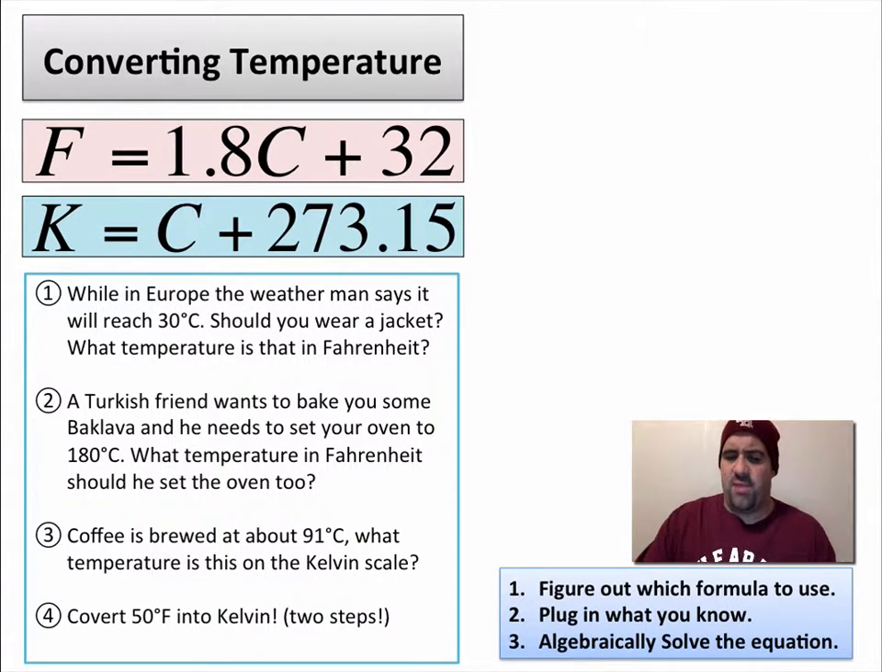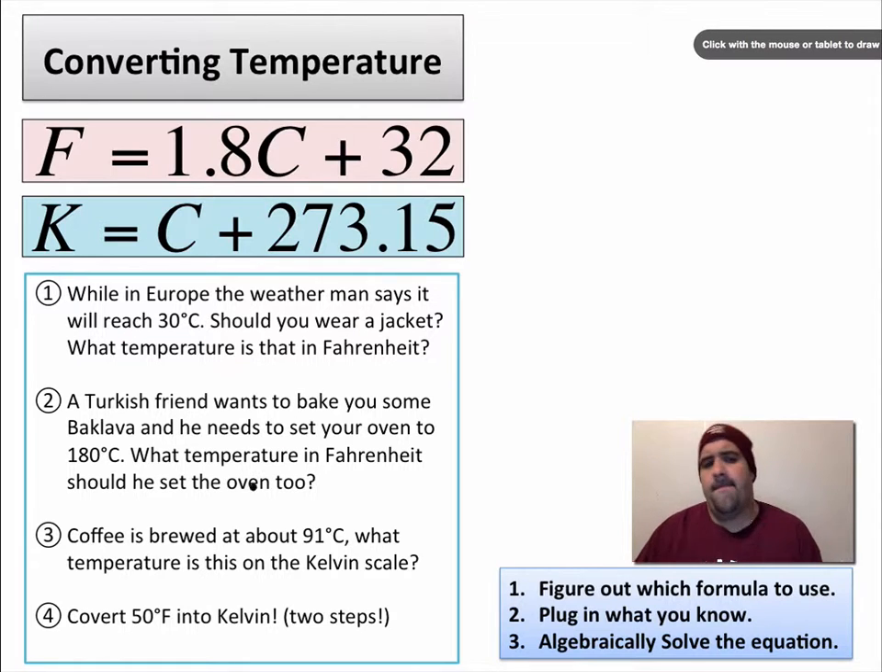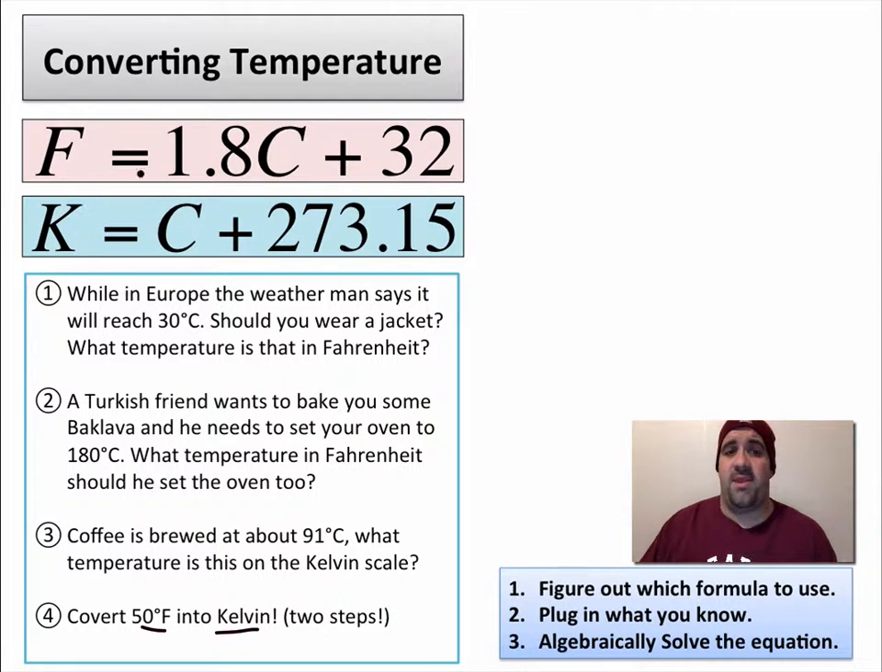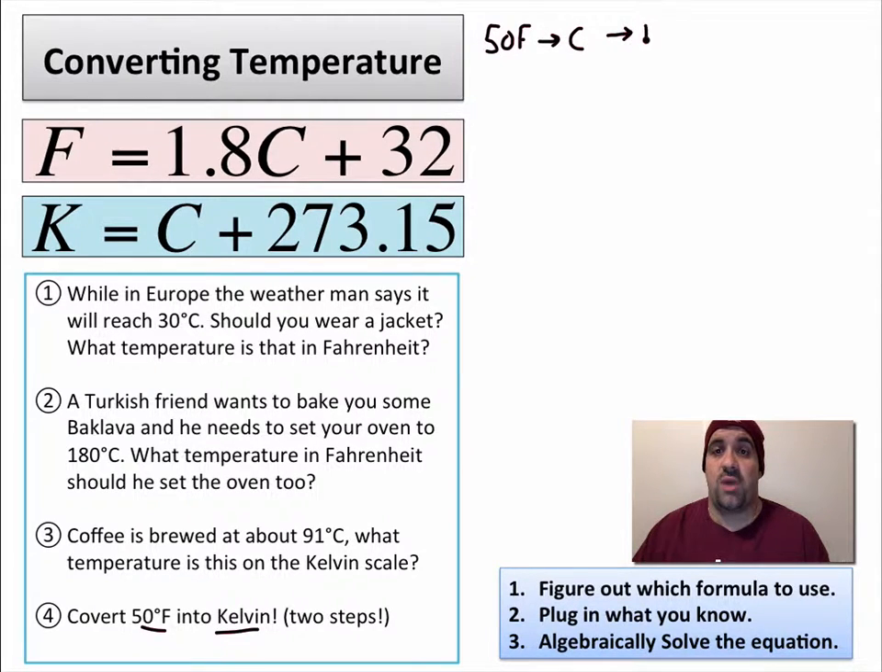And the fourth one is a little bit tricky. Convert 50 degrees Fahrenheit into Kelvin. We have a Fahrenheit, we have a Kelvin. There is no formula with an F and a K in it. We could derive one and make one, but we are not going to. What we are first going to do is convert 50 degrees Fahrenheit into Celsius, and then we're going to go from Celsius to Kelvin.